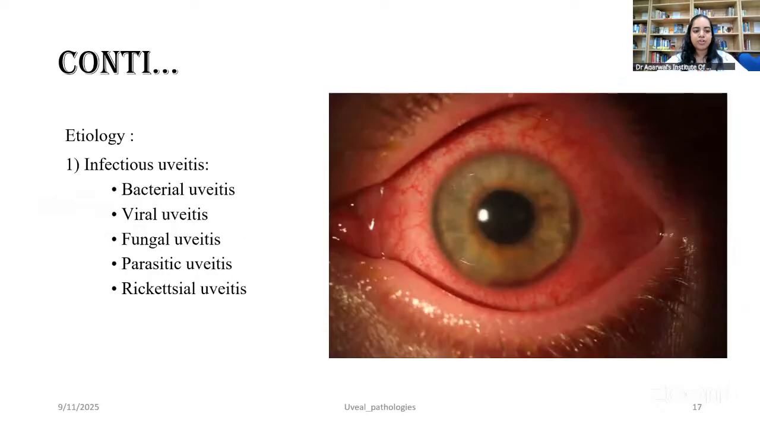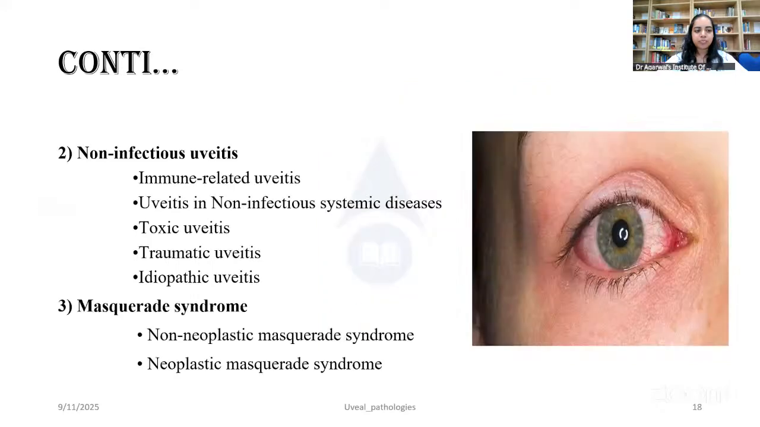Etiology. Infectious uveitis: bacterial uveitis, viral uveitis, fungal uveitis, parasitic uveitis, and rickettsial uveitis. Non-infectious uveitis: immune-related uveitis, uveitis in non-infectious systemic diseases, toxic uveitis, traumatic uveitis, idiopathic uveitis. Masquerade syndrome: non-neoplastic masquerade syndrome, neoplastic masquerade syndrome.